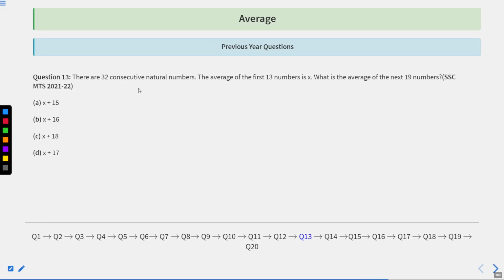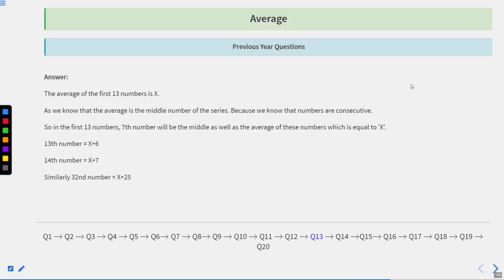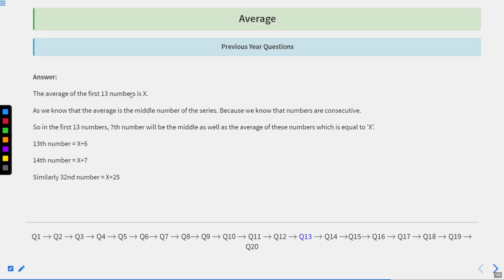Let us move ahead with problem number 13. There are 32 consecutive natural numbers. The average of the first 13 is x. What is the average of the next 19 numbers? As we know, the average is the middle number of the series, because the numbers are consecutive.